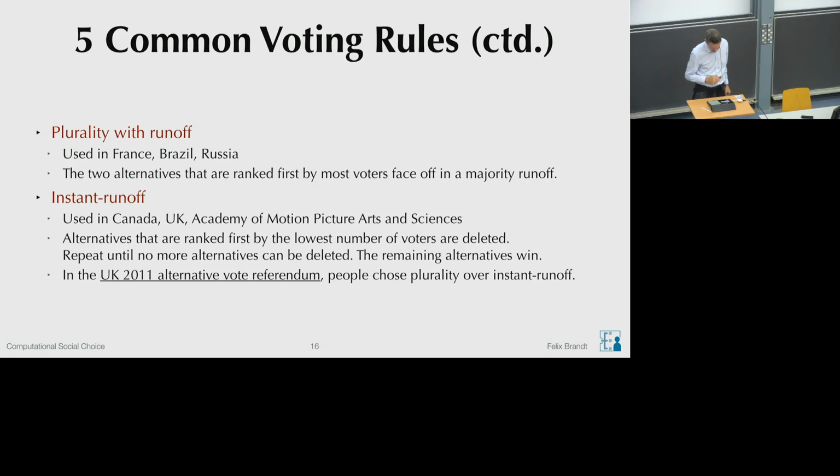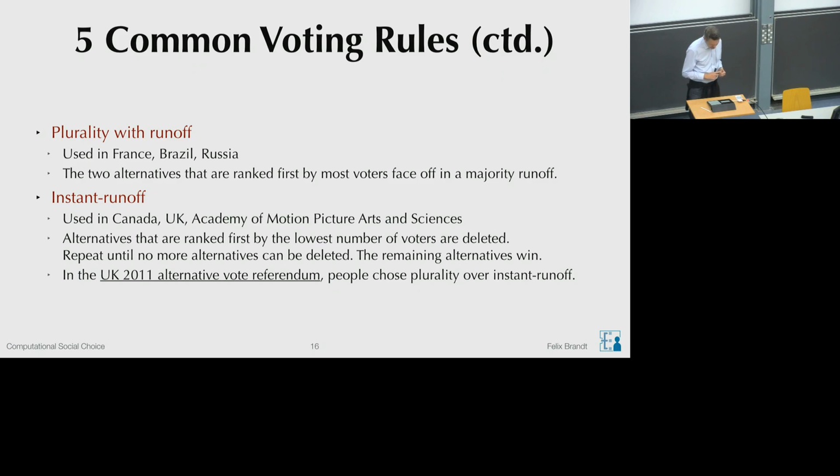Okay, and the 5th rule that I would like to mention is instant runoff, which is a little bit like plurality with runoff in the sense that there are several rounds here. This is used in Canada and the UK to, I think, elect party leaders, so not on a national level. Also, the Academy of Motion Pictures, Arts and Sciences has been using it. I think they switched to Borda's rule at some point.